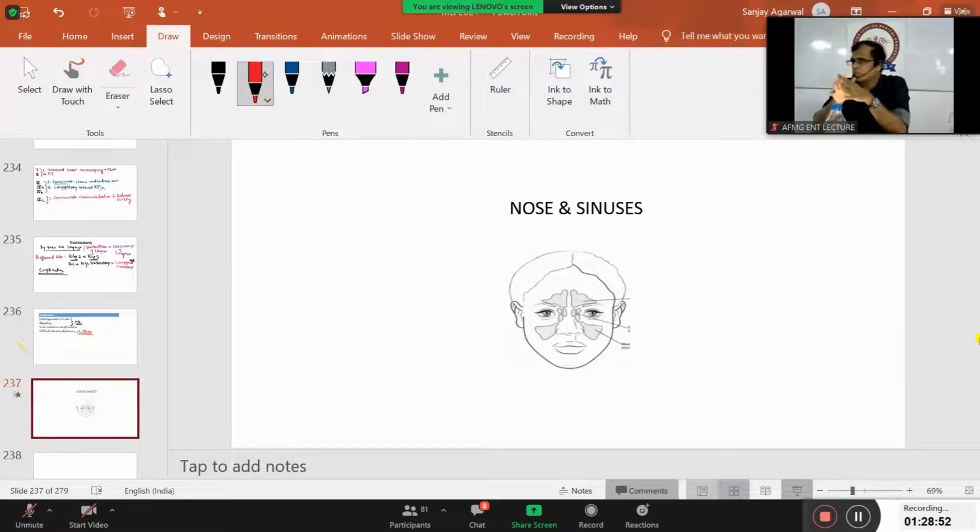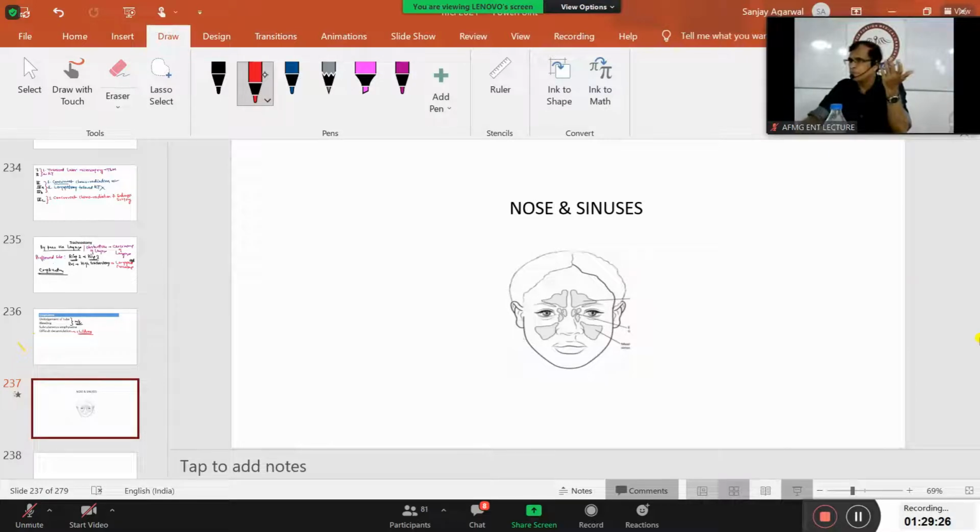Now, let me tell you something about this topic. Listen to me. Compared to ear and throat, nose is very small. It is not even 25% of ear, not even 30% of throat, not even half of throat, that small. And it is easier compared to ear and throat. It is easy, very easy to remember. But questions are almost equal.